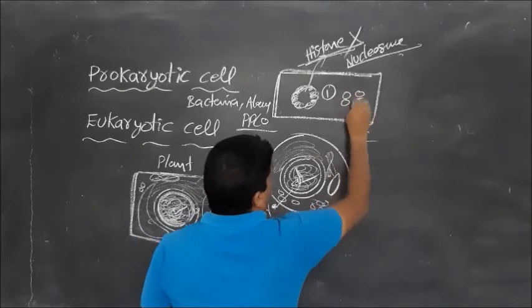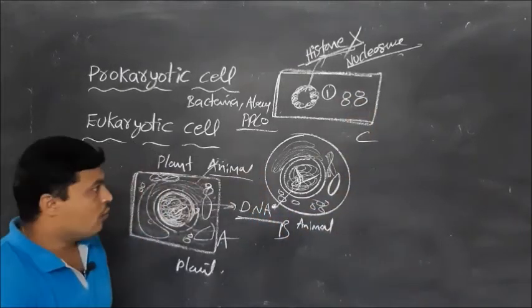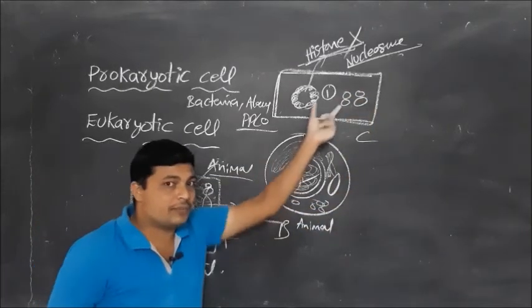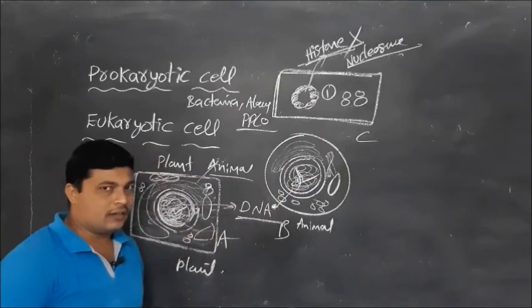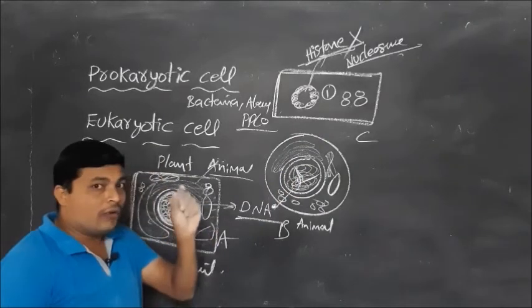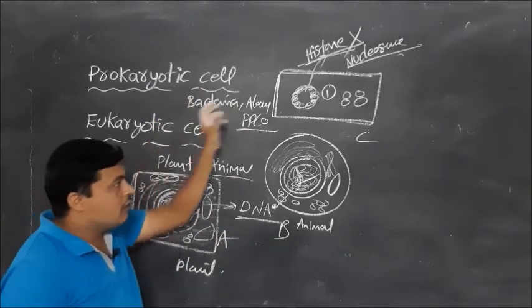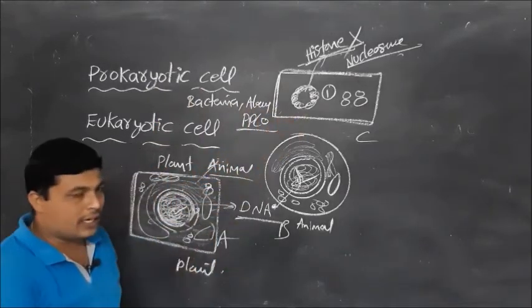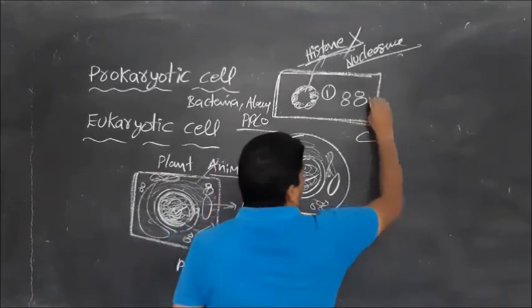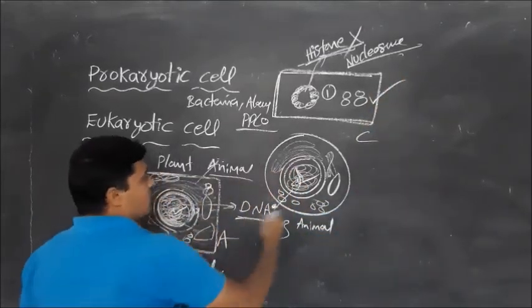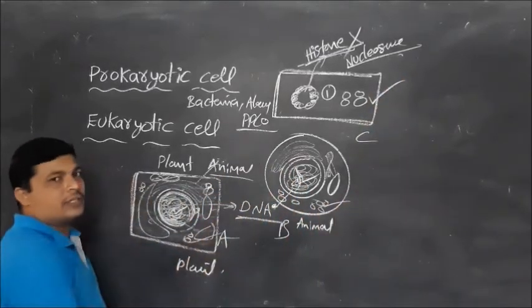only ribosomes are present. So what is the unique feature of the prokaryotic cell and eukaryotic cell? Once again I repeat, what is the unique feature? In the prokaryotic cell ribosomes are present, and in the eukaryotic cell ribosomes are also present.